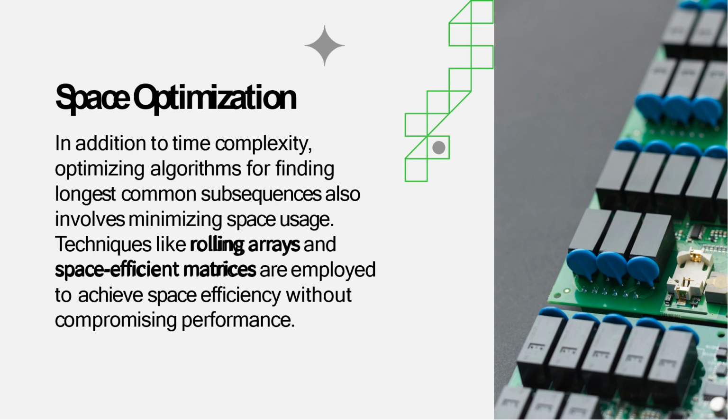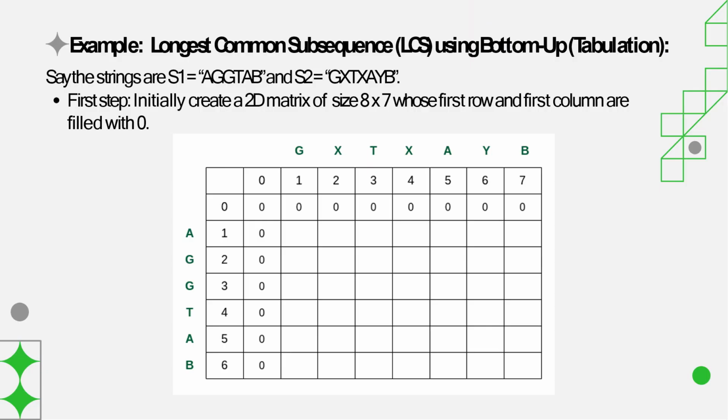If we look at space optimization, in addition to time complexity, optimizing algorithms for finding the longest common subsequence also involves minimizing space usage. Techniques like rolling arrays and space efficient matrices are employed to achieve space efficiency without compromising performance. As I told before, we have an example with the tabulation technique.